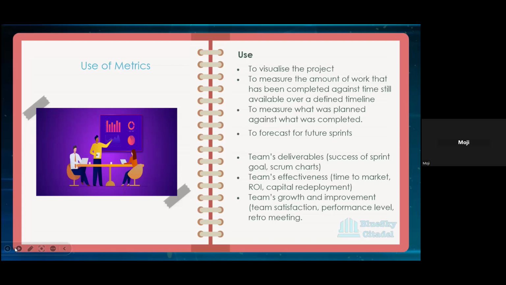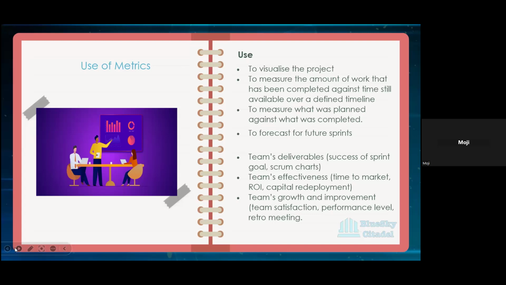Okay, so the team's deliverable, the success of a sprint, the goal, the sprint charts, that is your team deliverable. Those are the deliverables you want to have, that at the end of this sprint, we're able to meet the goals that we've set for ourselves. And you can see that through your metrics, which are your charts. And then it also helps a team to know how effective they are.